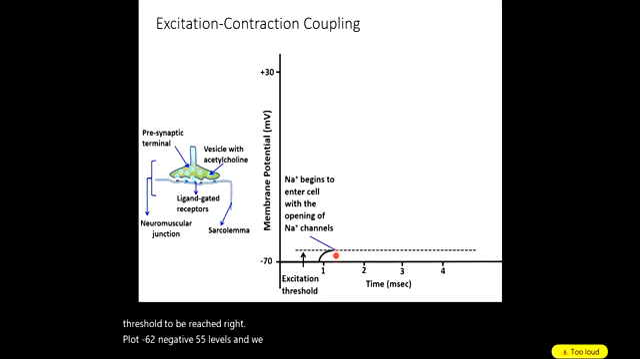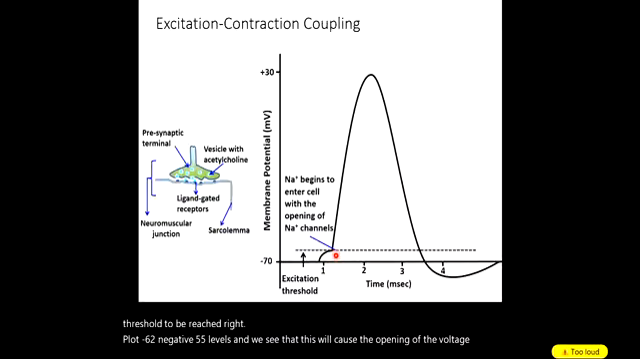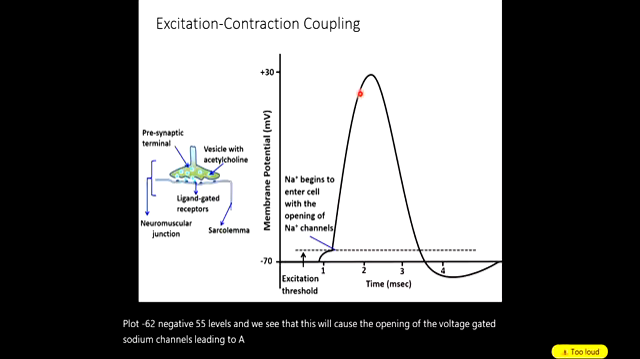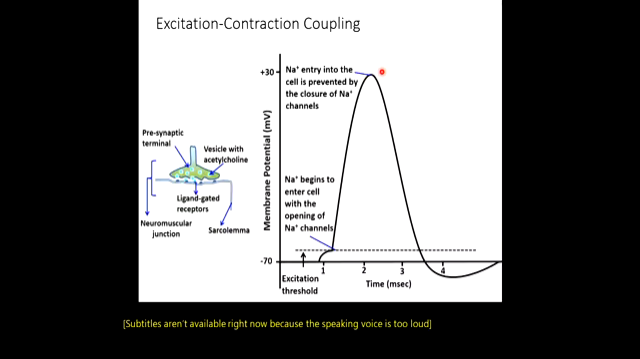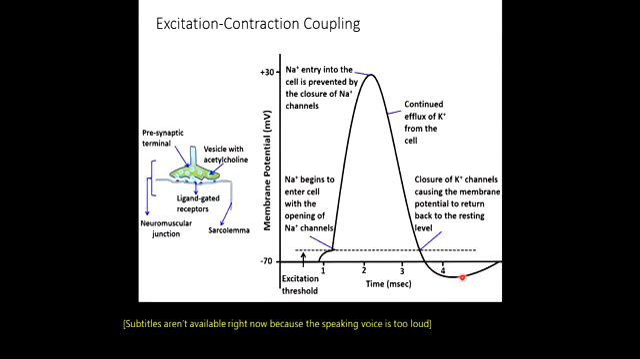And we see that this will cause the opening of the voltage-gated sodium channels, leading to a rapid depolarization of the membrane potential in the muscle cells. And we see that around +30 millivolts, even in the muscle cell, you have the closing of the sodium channels by the inactivation gate. Right? So the inactivation gate closes, but the voltage-gated potassium channels will open up, and that leads to a rapid efflux of potassium ions from the cell, leading to the repolarization. And notice that because the potassium channels don't close as quickly, it can lead to hyperpolarization as well.